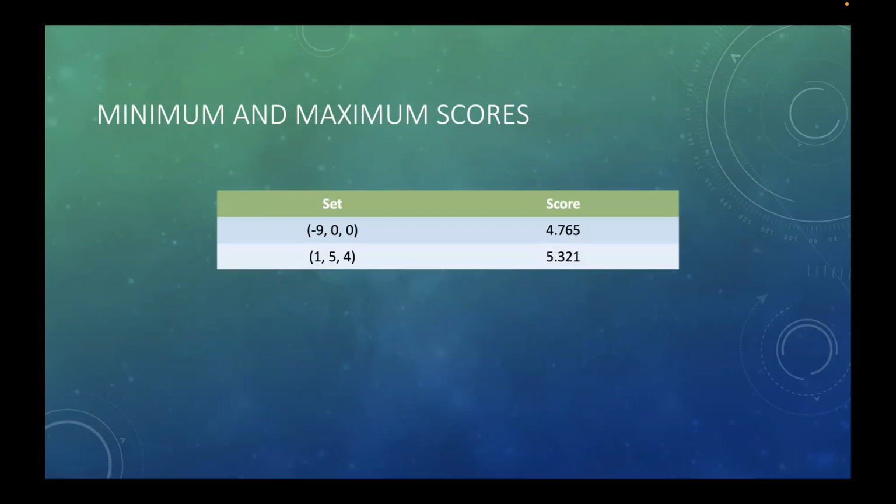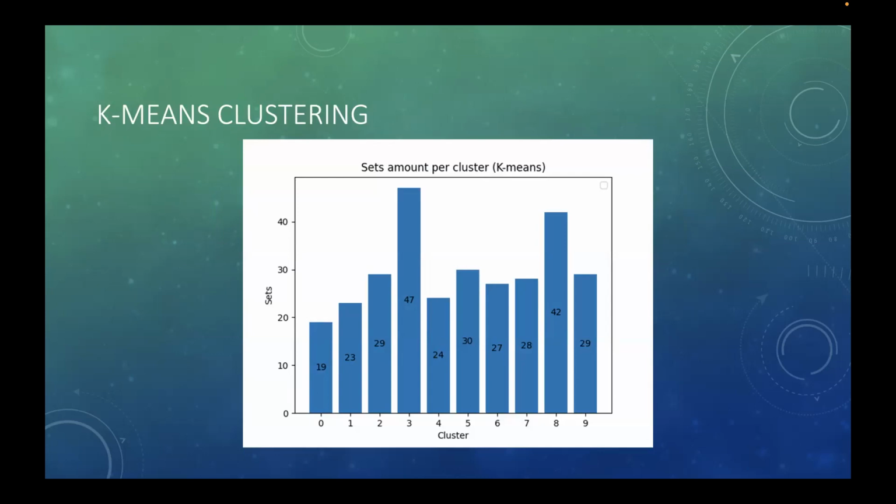Three clustering algorithms were used in the experiment. The first one is k-means. Its goal is to divide inputs into clusters in which each input belongs to the cluster with the nearest mean. The amount of sets per cluster after this method is applied is shown on the slide.